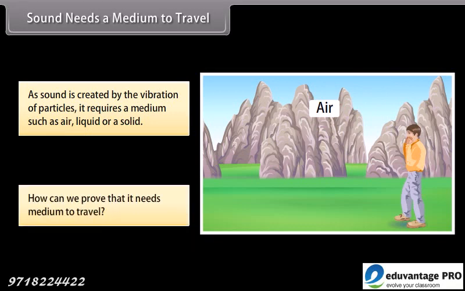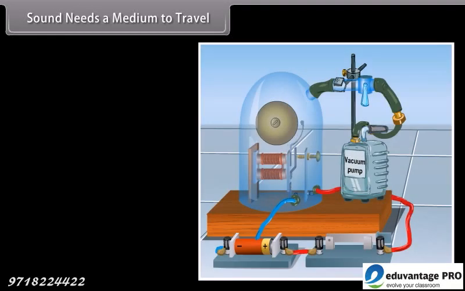But how can we prove that it needs medium to travel? Let's see. Look at this figure. Here, an electric bell is suspended inside an airtight glass bell jar connected to a vacuum pump. As the electric bell circuit is completed, the sound is heard.